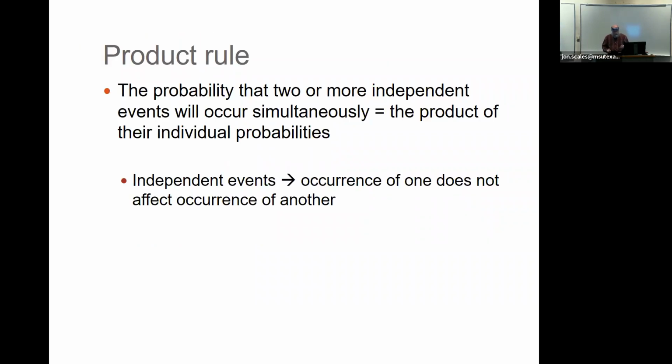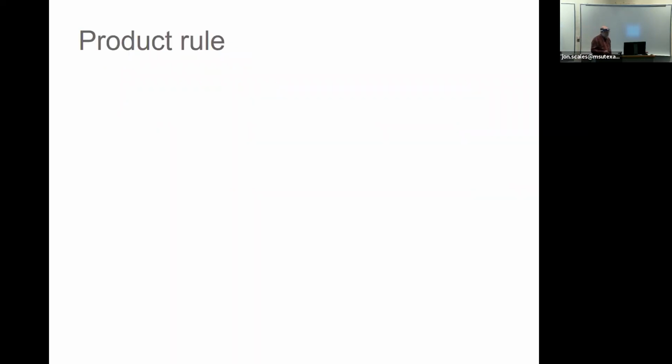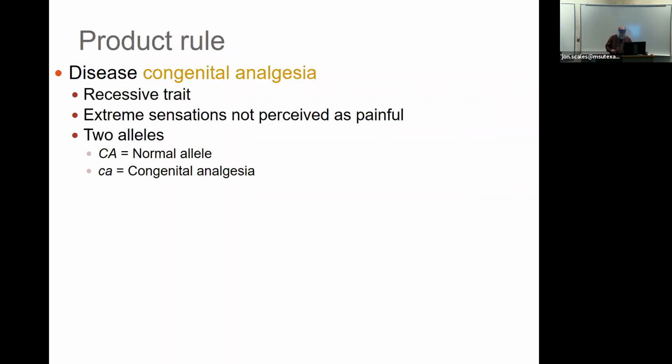So for the occurrence of 2 independent events, you're going to multiply their individual probabilities. Okay, and so we've been doing that already with our fork diagrams. The fork diagram, to work it out, you're really just using the product rule. So you've already been using it. So here's an example.